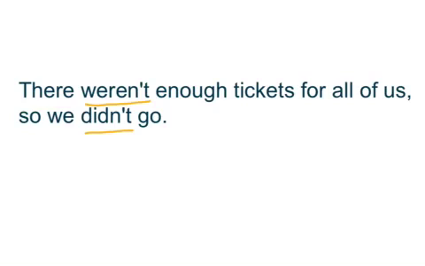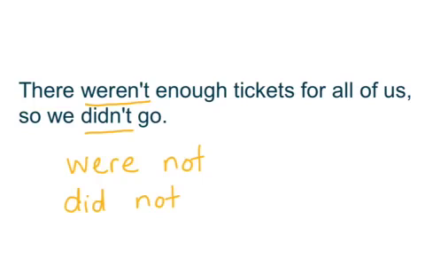In the case of weren't, we combined were, not. In the case of didn't, we combined did and not. So instead of saying there were not enough tickets for all of us, so we did not go, we used contractions and made the sentence say there weren't enough tickets for all of us, so we didn't go.